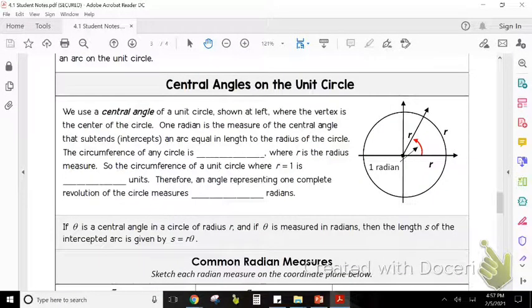So central angles on the unit circle. It says we use a central angle of the unit circle shown at the left with the vertex as the center of the circle. 1 radian is the measure of the central angle that subtends or intercepts an arc equal in length to the radius of the circle. So what they're saying here is we've got our radius of our circle. That's going to be the same exact length as the arc here. So that's why we can say that that would be 1 radian.